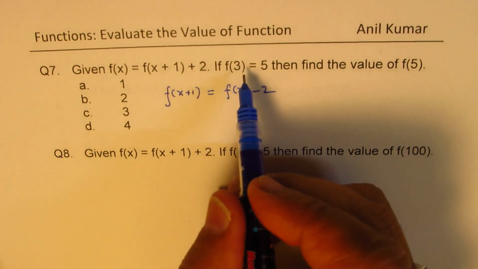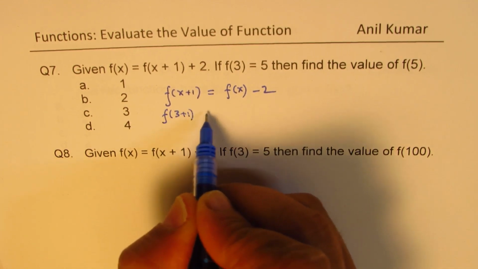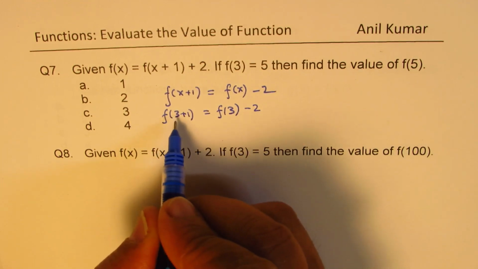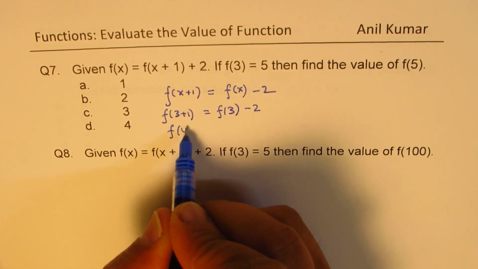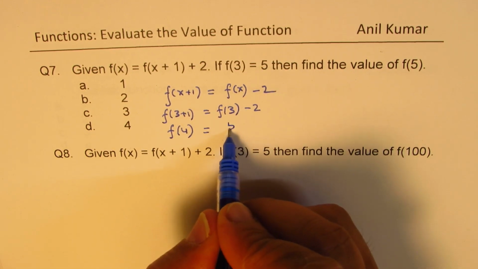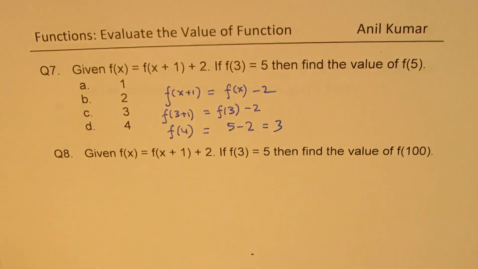Now we are given f of 3. If I write 3 here, that is f of 3 plus 1 is equals to f of 3 minus 2. Now f of 3 plus 1 is basically f of 4, right? So f of 4 is, f of 3 is given to us as 5, 5 minus 2, which is 3, correct? So we get the value of f of 4.